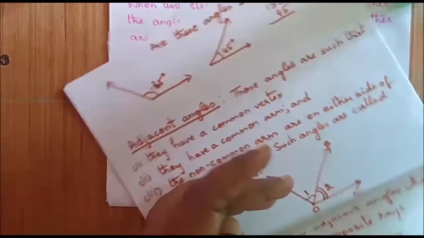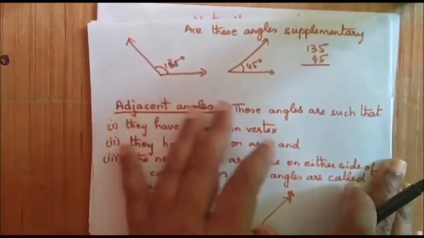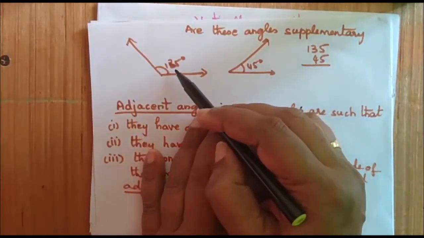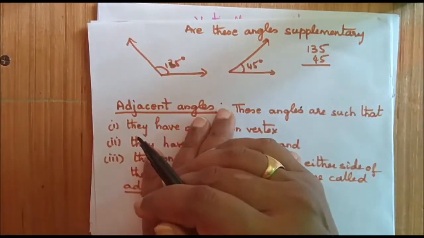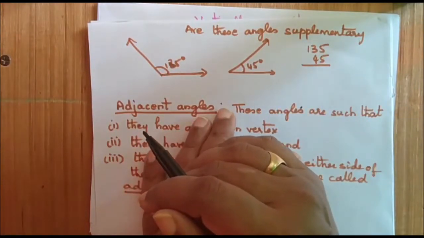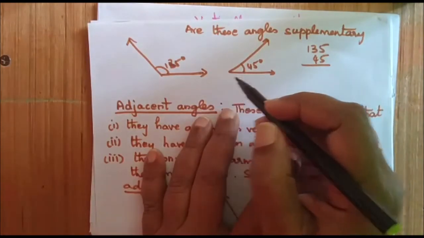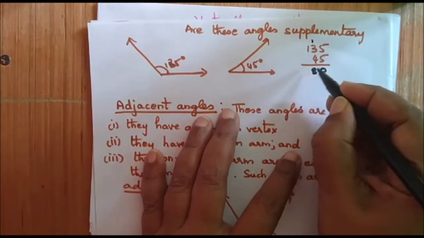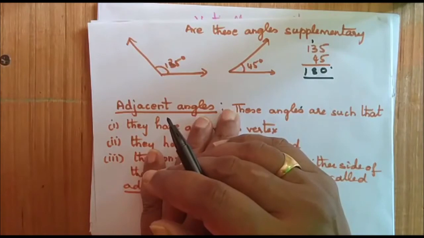Now we'll go to the next one. We have a problem here. The problem is, are these angles supplementary? I am given one angle 135 degrees and another 45 degrees and I have been asked to say whether they are supplementary or not. So now what should we do? Shall we add them? If you add both the angles, what do you get? I get 180 degrees. Therefore, both these angles are supplementary, or they are supplement to each other.